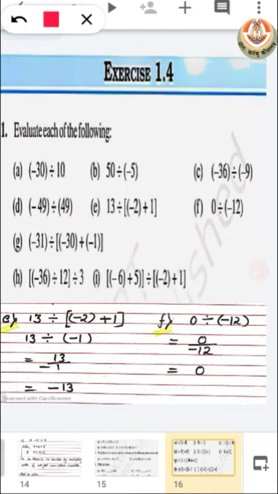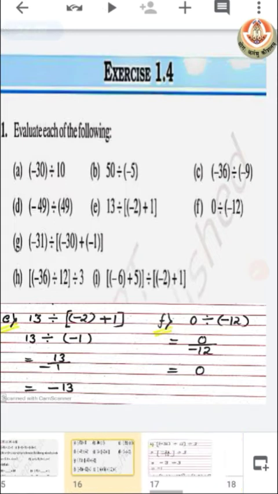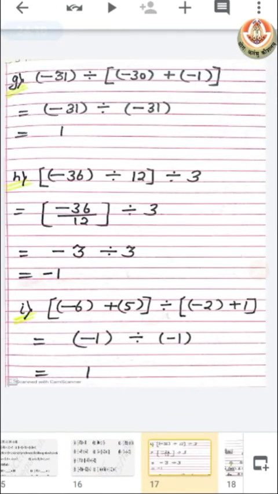Now, next part, F. 0 divided by minus 12. We all know that when 0 is divided by any integer, the answer will be 0. This is the property of division of integers we have learned a few minutes ago. Let's move on to the next part, G.